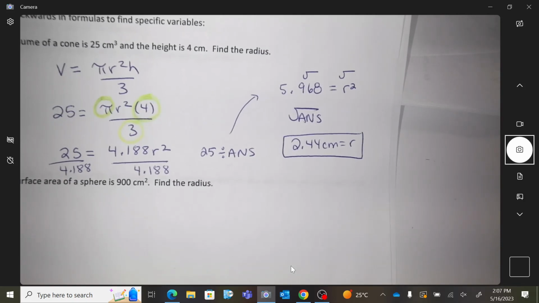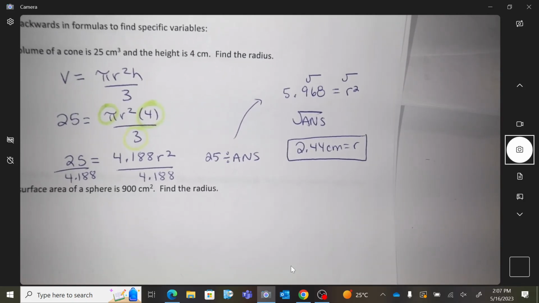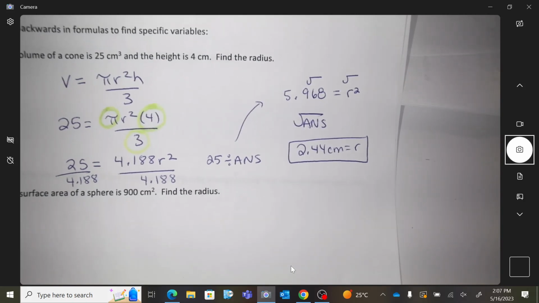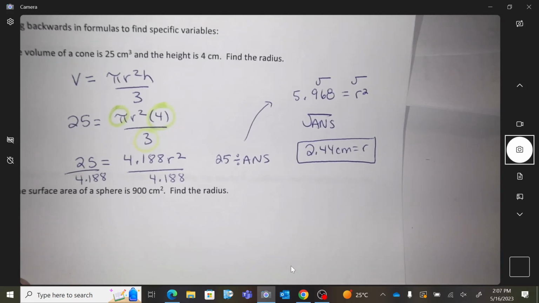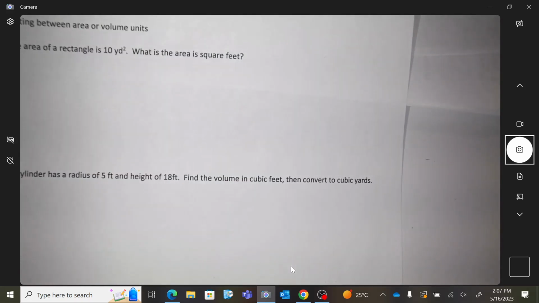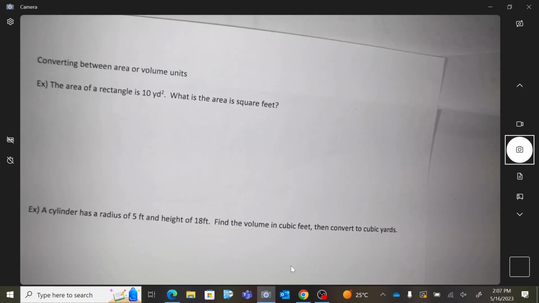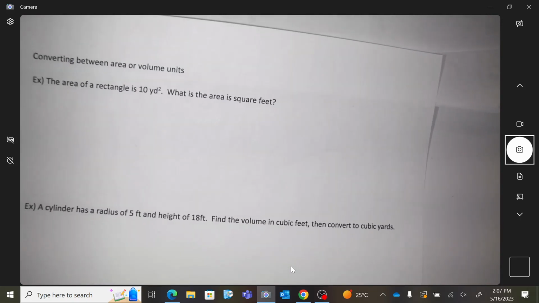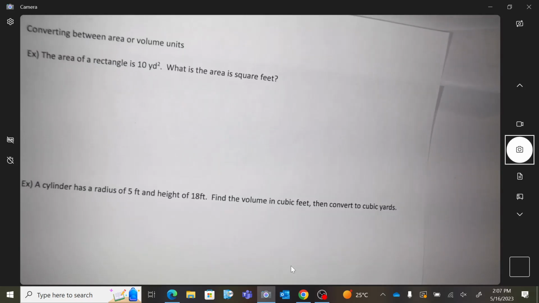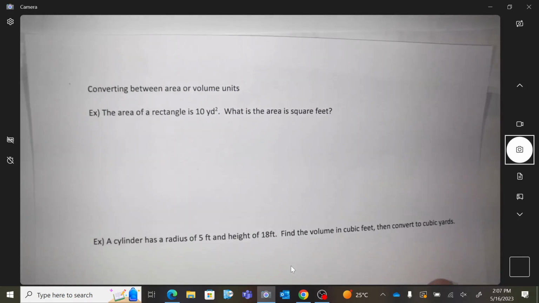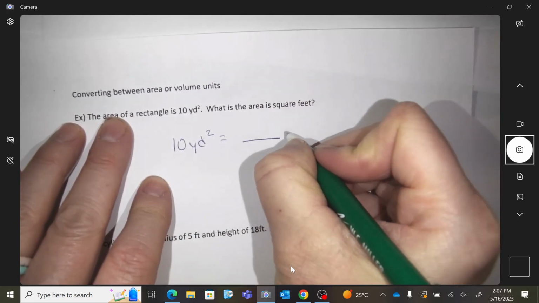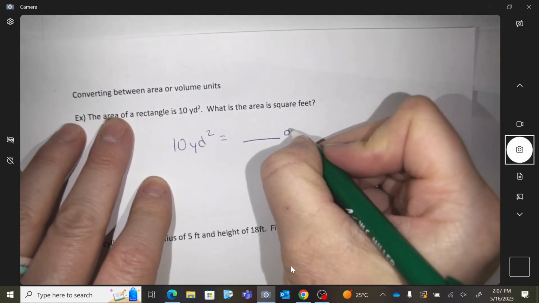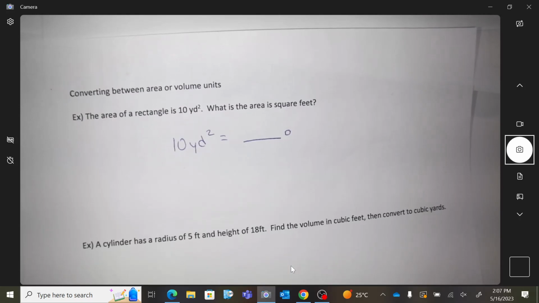Okay, if you're okay with it, I'm just going to jump to the last page, make sure I have time. Are you okay with these next two questions? Because we also did this in our last unit as well. Okay, I just want to do some more here. Okay, the area of a rectangle is 10 yards squared. How many square feet is that?